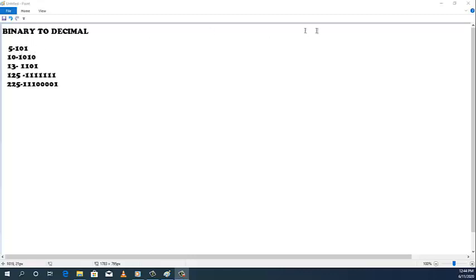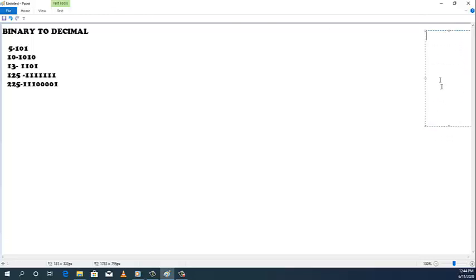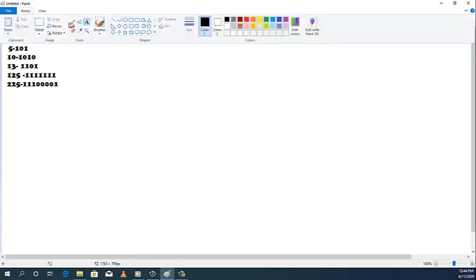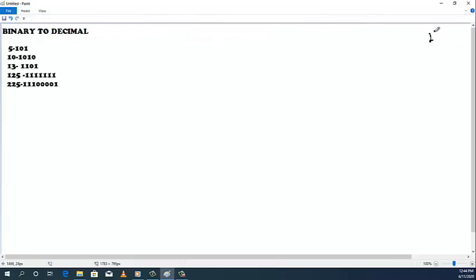Before we start, we should know the powers of 2 table. So we're going to go back a little bit to mathematics. Let me try to write it with a pencil. We're going to start with 2 to the power of 0. Any number to the power of 0 is 1. 2 to the power of 1 is 2. 2 to the power of 2 is 4. 2 to the power of 3, 2 to the power of 4, 2 to the power of 5, 2 to the power of 6, and so on.